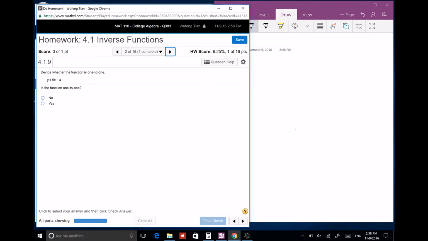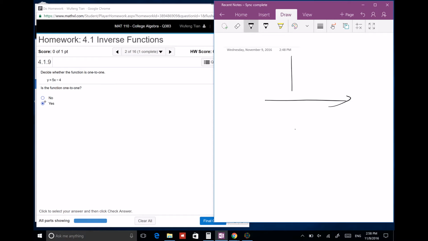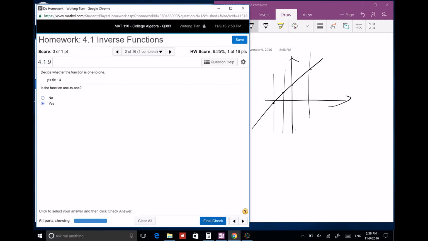Next one is the one-to-one function. Yes, because if you graph the picture, it's a linear function. So linear function, if you cross with the vertical line test, you only have 1 point. So for each x value, you will have one y value. So it is a one-to-one function.